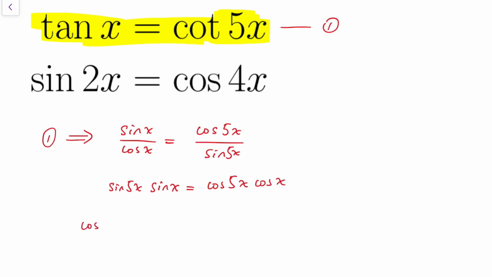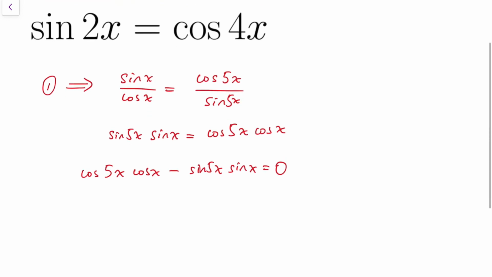Then I'm going to move the sine expression to the other side. So we have cos 5x cos x minus sine 5x sine x equals 0. Now this is actually the result of the compound angle formula. So I can work backwards and say that is equal to cosine of 5x plus x, and that's equal to 0. So that means cos 6x equals 0.